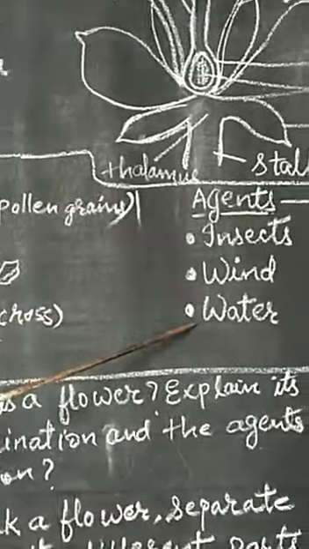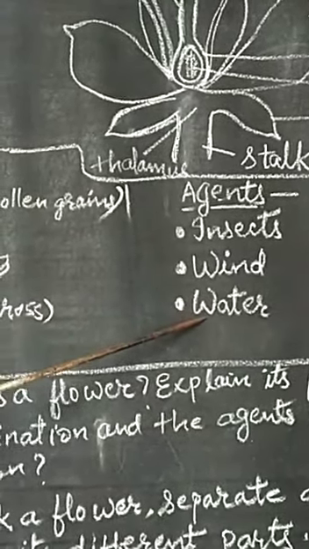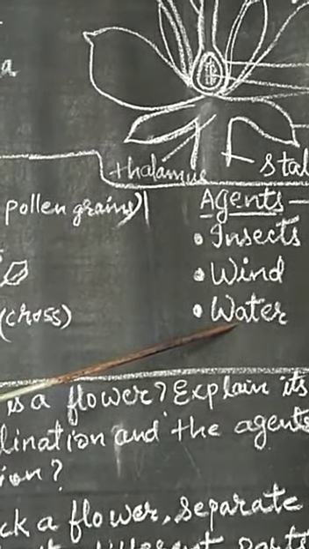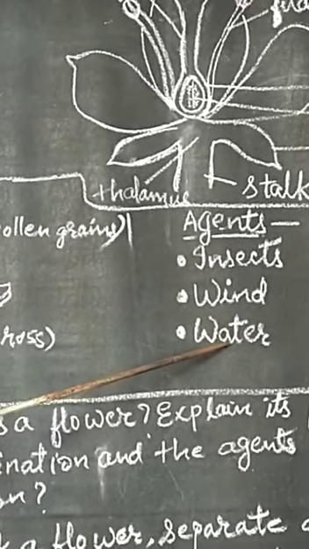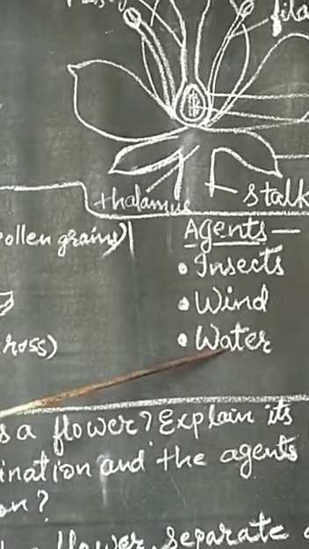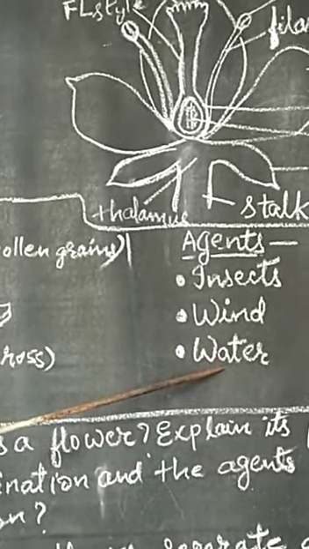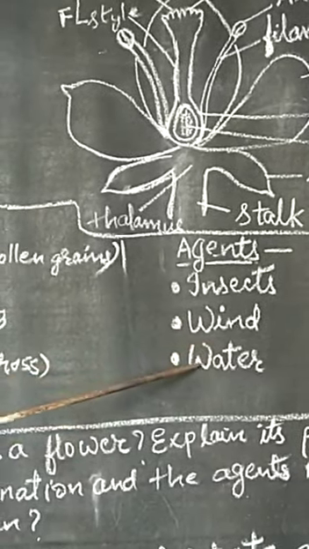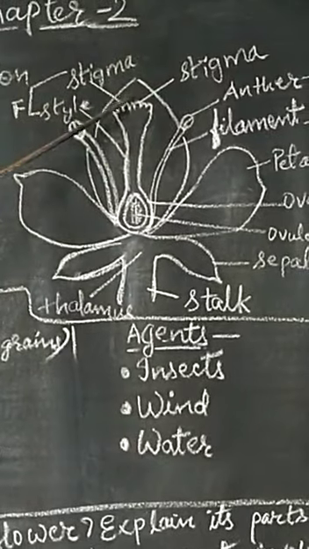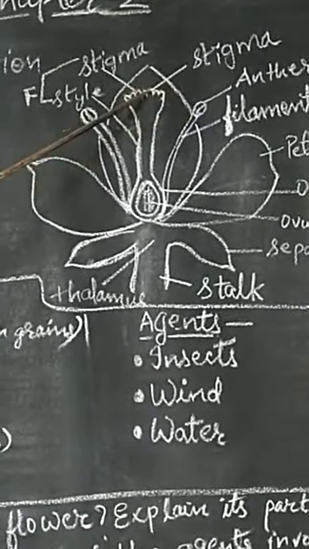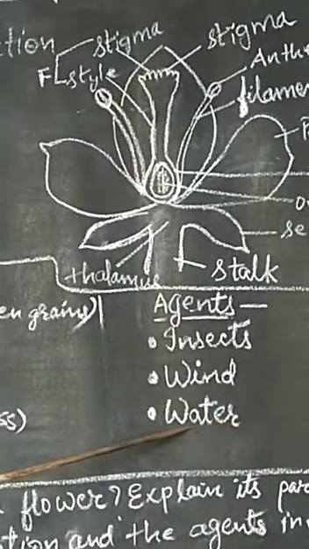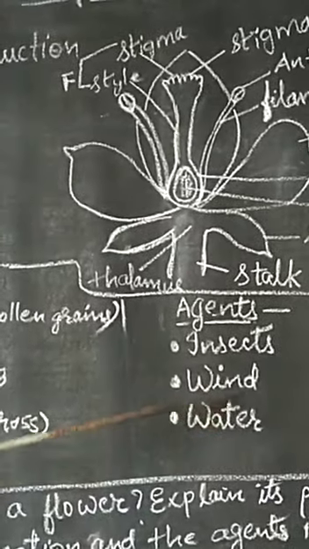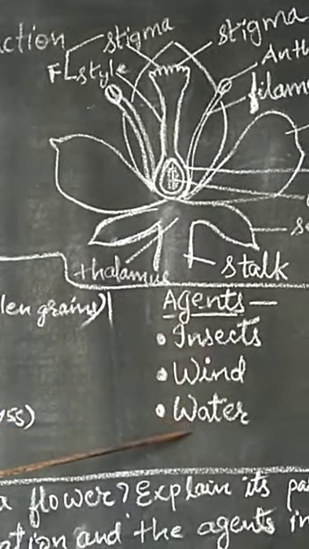Now the third agent is water. Water is also a good agent for pollination. The aquatic plants reproduce with the help of water. The male part of the flower remains floating in the water, and in the same water body where the female plant is, the male part reaches the female part of the flower, means pollen grains reach the stigma through water. Water helps in the transfer of pollen grains from anther to stigma. For detail, just go through the textbook.